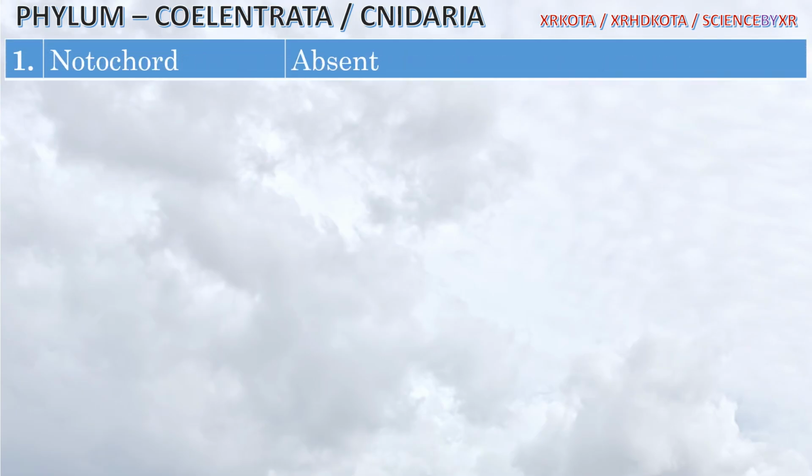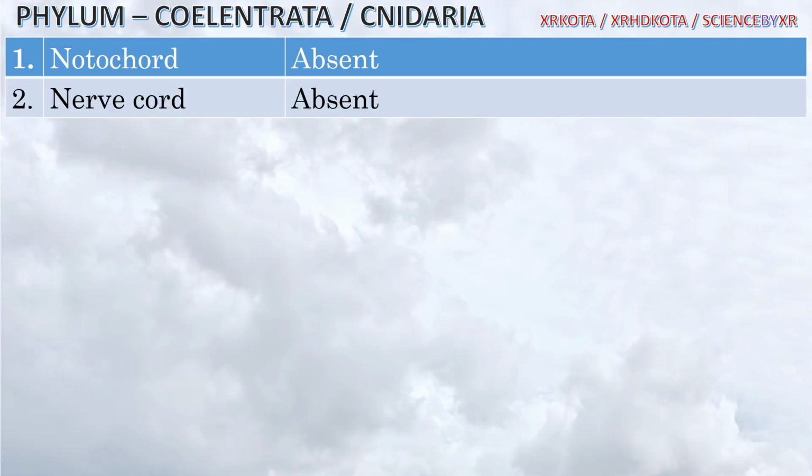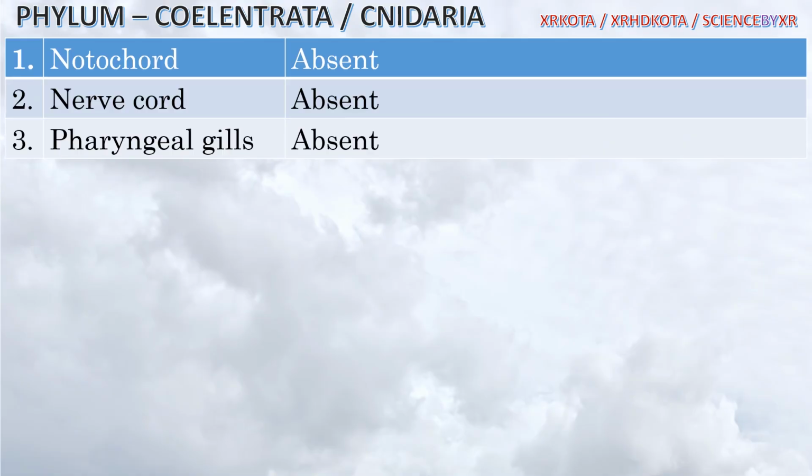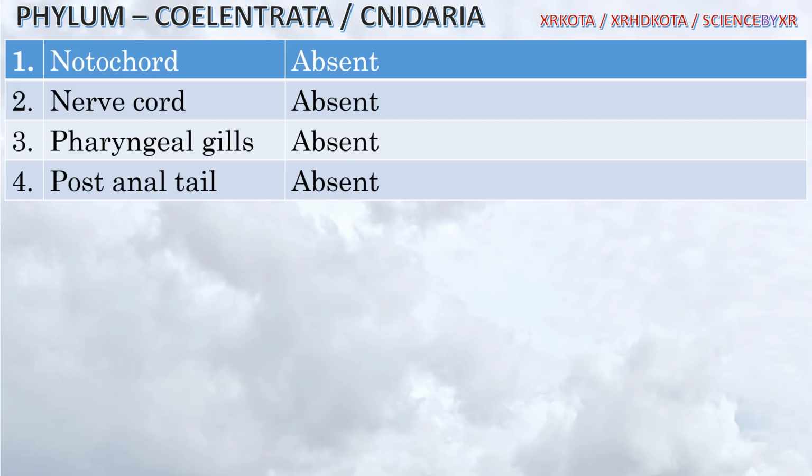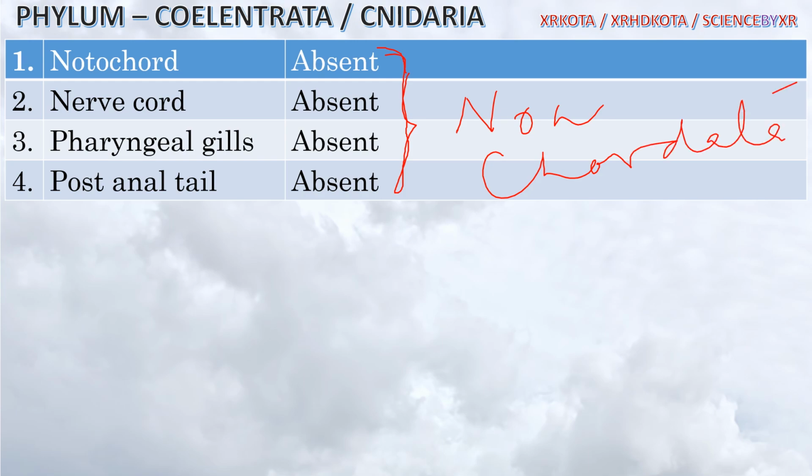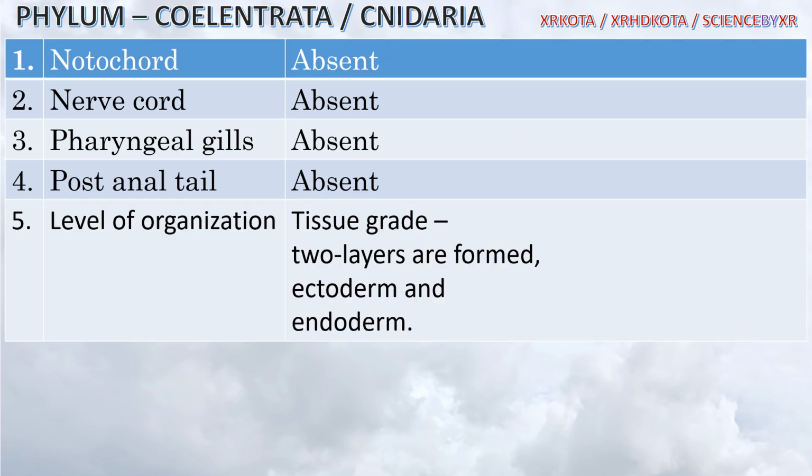So very first thing, that is notochord, it is absent. Second, dorsal hollow nerve cord, it is also absent. Third, pharyngeal gills, it is also absent. And fourth, post-anal tail, that is also absent. So these four characteristics which are absent, that makes it belonging to non-chordate. So it is non-chordata.